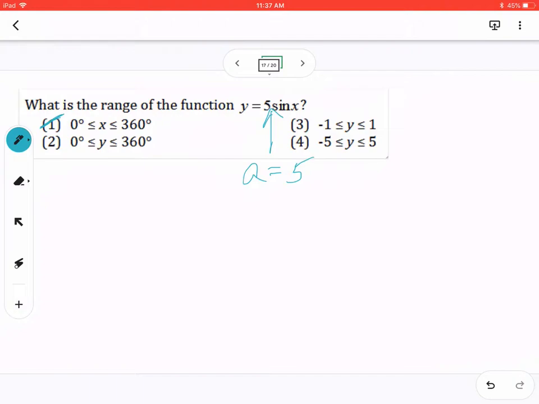The highest possible range value would be the maximum, which is also the amplitude, which is 5 in this case. And that would go in either direction of the x-axis, making our lowest, or our minimum value, -5. Choice 4 is the right solution here.